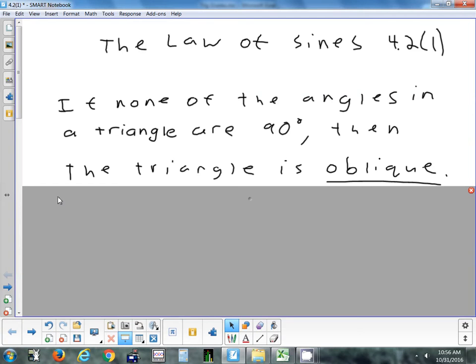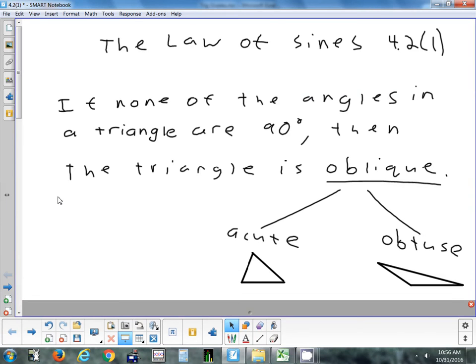There's a name for the type of triangle when it's not a right triangle. That's called an oblique triangle. There are really 2 different types of oblique triangles you can have. You can have an acute triangle, where all the angles are less than 90. As a specific example of an acute triangle, think of an equilateral triangle.